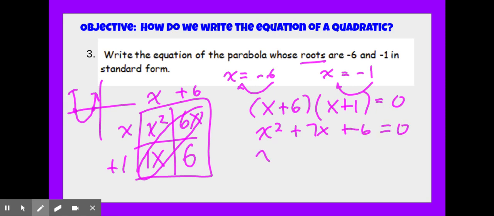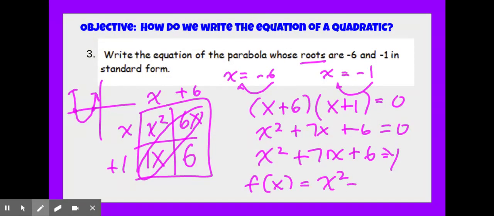But again, we want to write it as a function or an equation of a quadratic. So we need that y. You can put y, or you can make it f of x. It doesn't matter, as long as you have it equal to something and not 0, because that's how we solve it. It's not what we want to do. We want to write it as a general equation to represent our parabola.